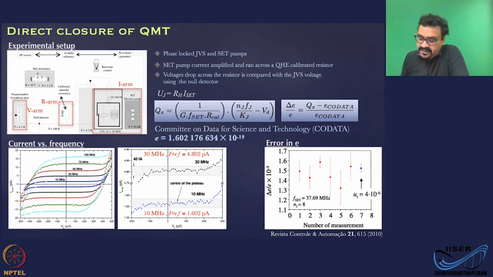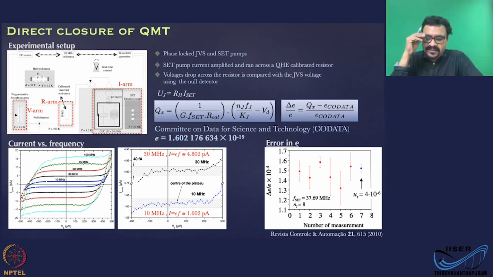The error in e, delta e by e, is of the order of a few times 10 to the power minus 4. That's what this value is here. Okay, so this is when you pump the single electron circuit with 37.16 megahertz, and with the Josephson junction Nj equal to 8. This error bar here is generated by taking various measurements, and this is how much it varies over a number of measurements. Okay, that's what it is.